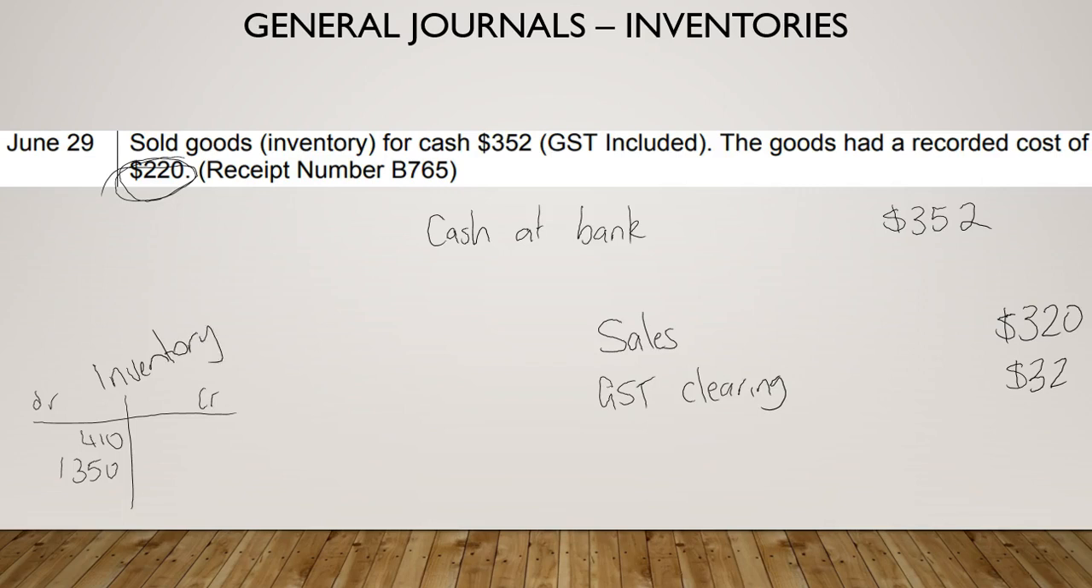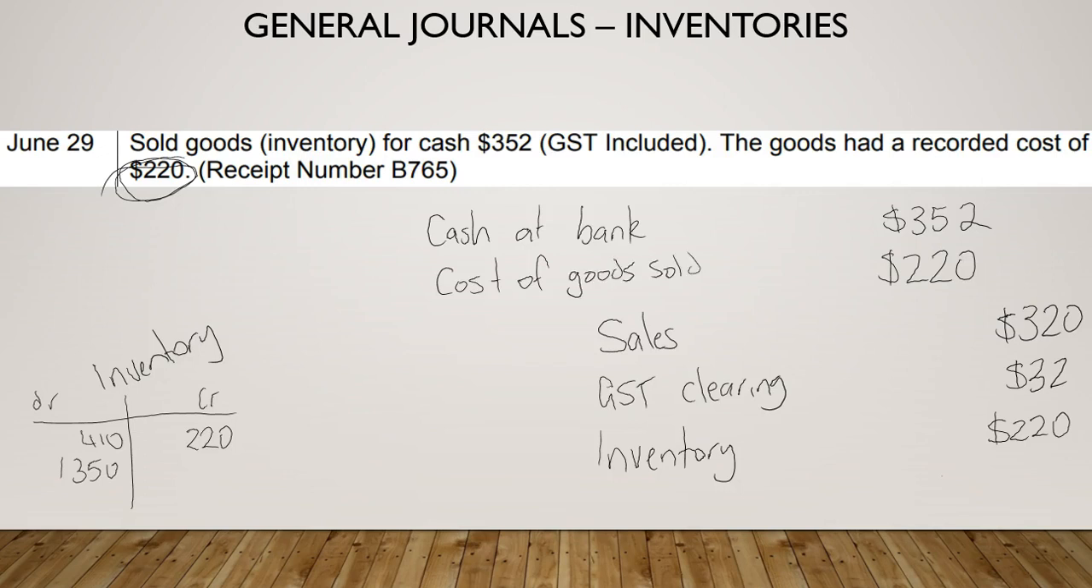okay, and we know that if we're selling inventory worth $220, this has to be going down $220. Okay, so that's a credit. Okay, we've sold $220 worth of inventory, but we know that there has to be a debit. Otherwise, this does not balance. So what we're going to use is an account called cost of goods sold, or COGS, as you'll see it referred to.